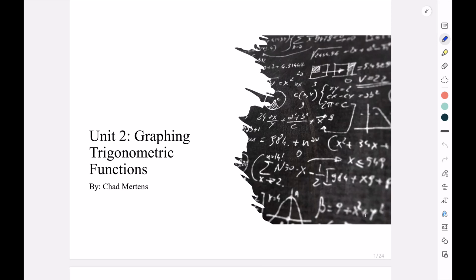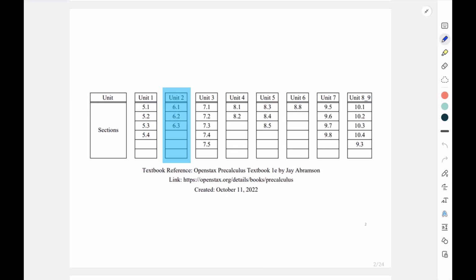Hello, so in this video we're going to look at Unit 2, Graphing Trigonometric Functions. Unit 2 looks at 6.1 to 6.3 in the OpenStax Precalculus textbook, first edition.